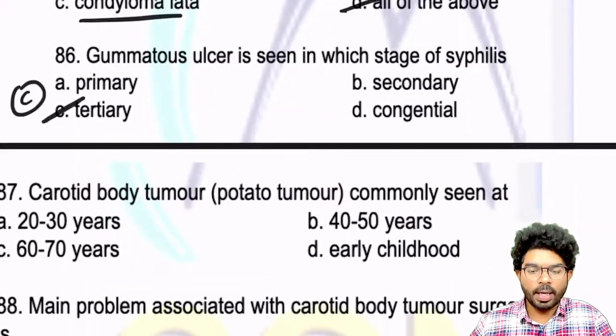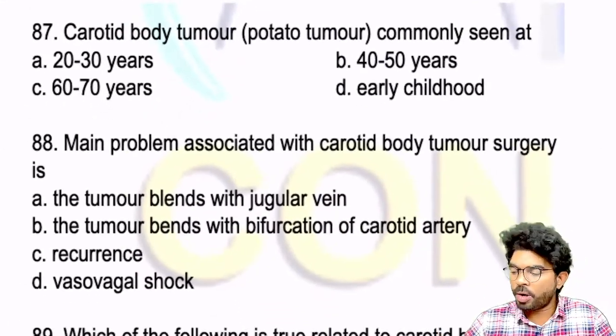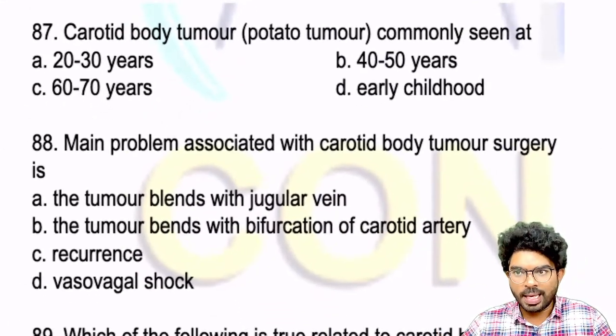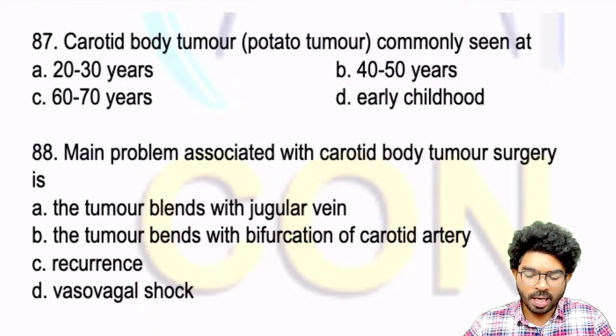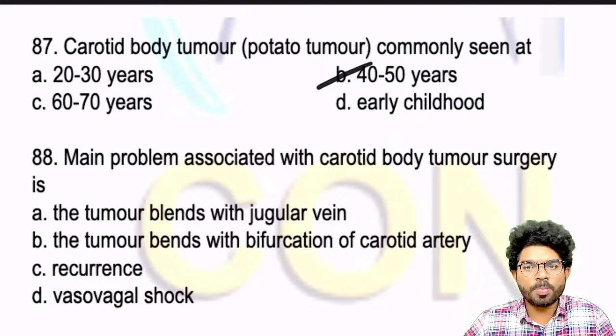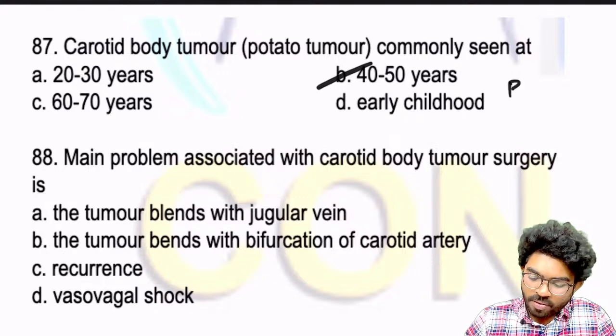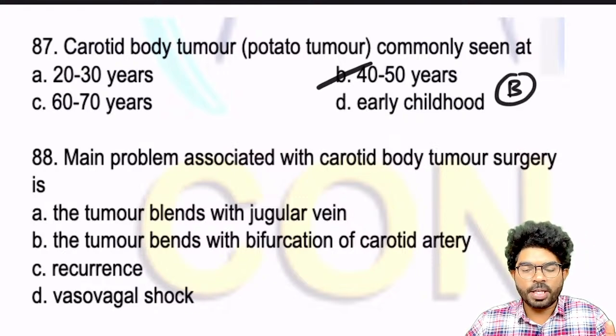I'll try to move ahead of this. So carotid body tumor, yesterday we have discussed the carotid body tumor. In the case description part, we have clearly mentioned the carotid body tumors are most common in the 4th and 5th decade. It is also called the potato tumor. Carotid body tumors are most common in the 4th and 5th decade of the patient.